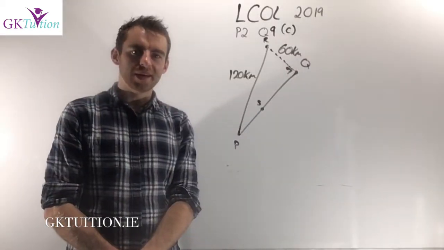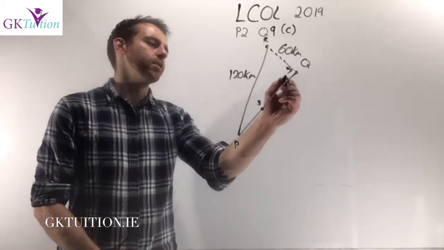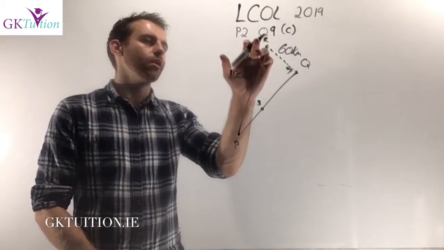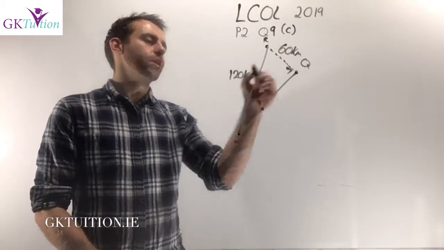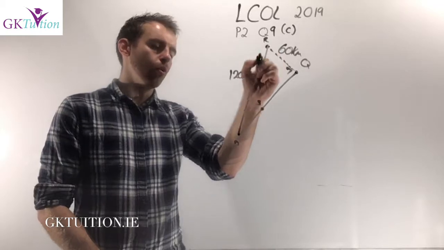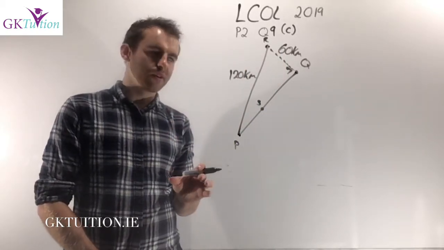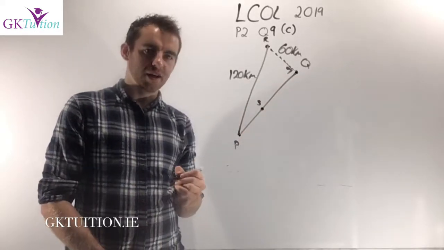Okay, in Part C, I've been asked to find the distance QP. In order to find the distance QP, we need to consider this triangle, the triangle ORQP. I know that ORQ is 60 kilometers. I know that ORP is 120 kilometers. Remember, in the previous part of the question, we worked out that QS is 80 kilometers.